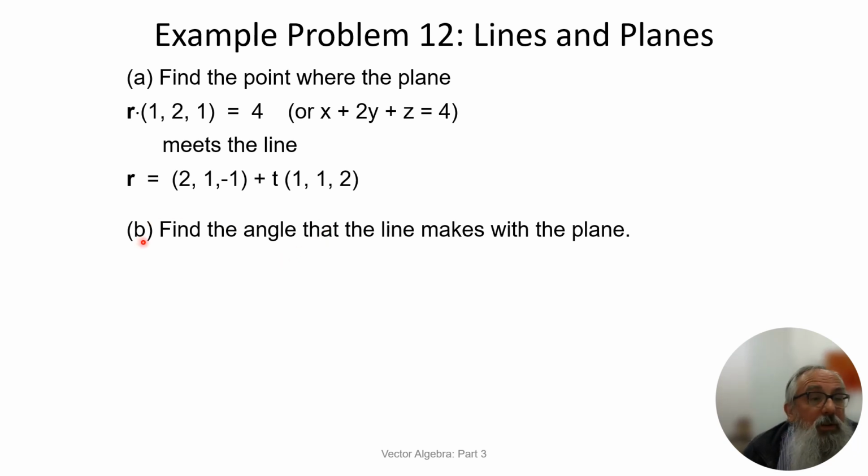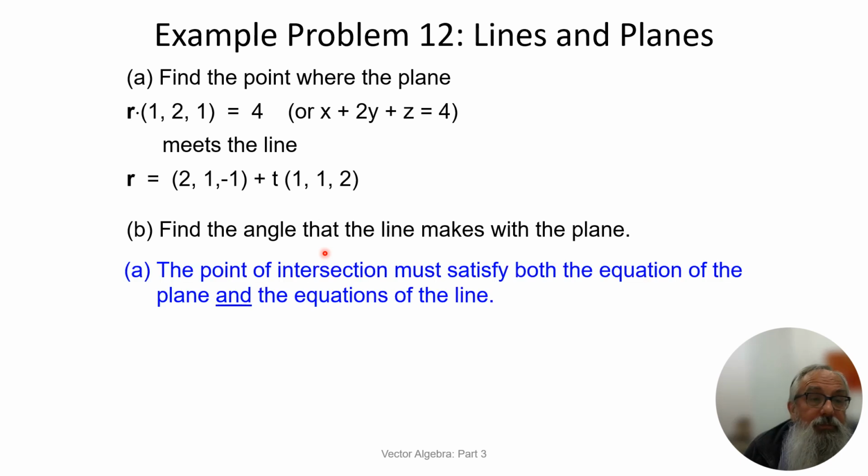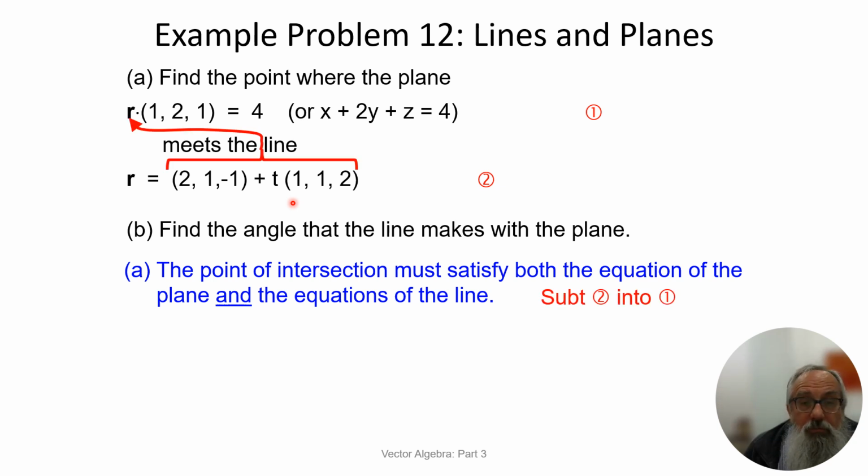Second part of this question says find the angle that this line intersecting with the plane makes. So part A is simply we replace this R in the plane equation with this R from the line equation. So it's where the same point x, y, z are equal. So we've got 2 equations, we sub 2 into 1. Is explicitly done here, and we just expand that.